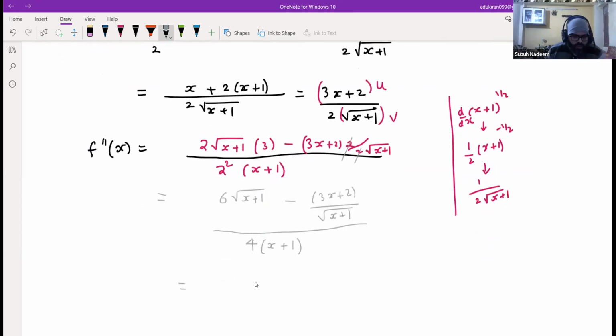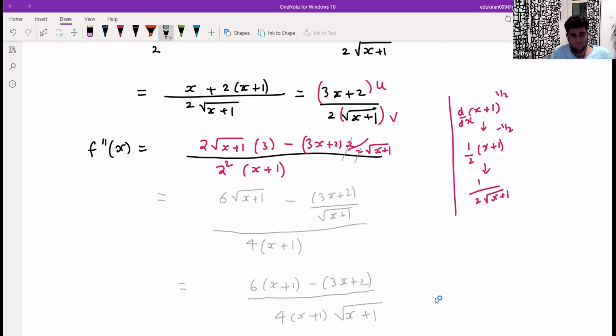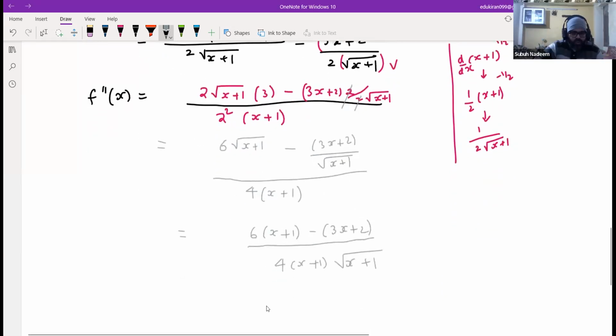So this will be equal to 6. Now you have to take LCM root over x plus 1. So it will become 6 into x plus 1 minus 3x plus 2, and in the denominator 4 into x plus 1, and the root over x plus 1 will also come in the denominator. Isn't it so? Yes, sir. So in the next step, this is equal to 6x minus 3x will be 3x, 6 minus 2 will be 4, by 4 into x plus 1 into root over x plus 1. This is what we are getting.